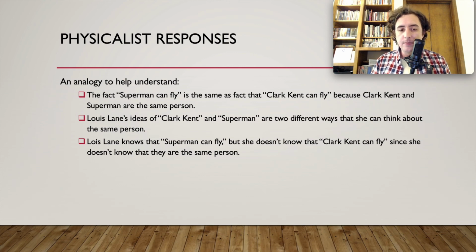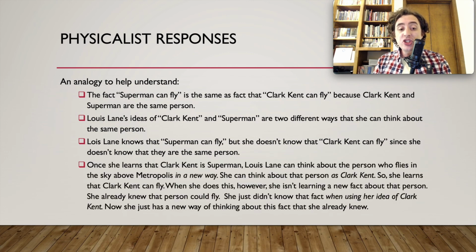The idea here is there's one fact. Lois Lane has one kind of knowledge about that fact, but is lacking another kind of knowledge about the fact. She has the Superman knowledge about that fact, but she's lacking the Clark Kent knowledge about that same fact. But once she learns that Clark Kent is Superman, Lois Lane is then able to think about the person who flies in the sky above Metropolis in a new way that she wasn't able to before. She can think about that person as Clark Kent. So she learns that Clark Kent can fly.